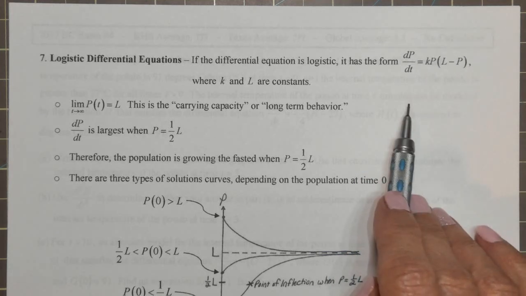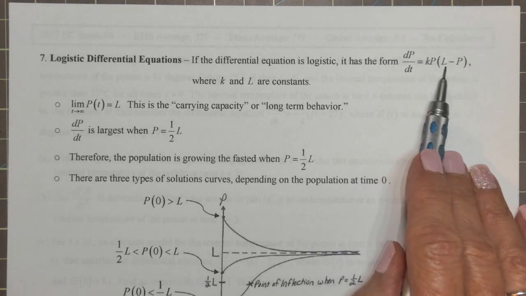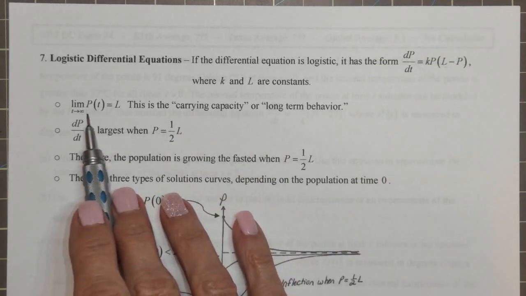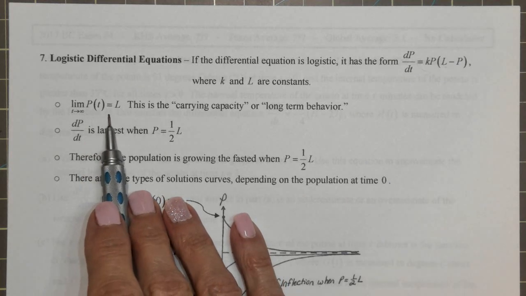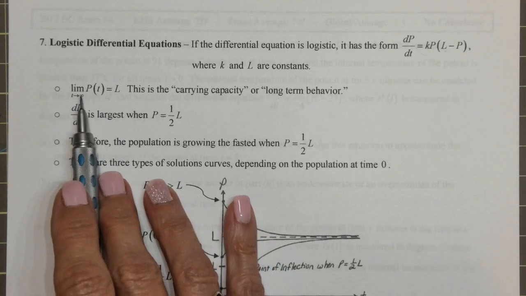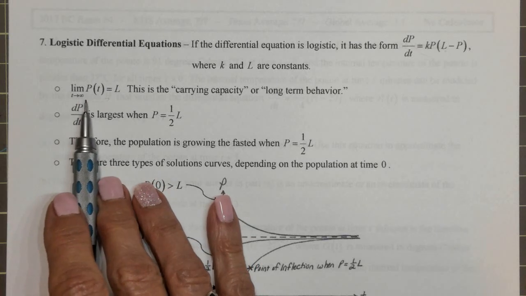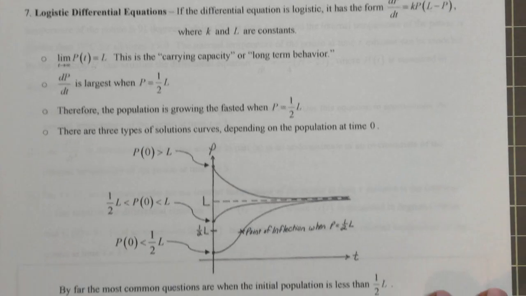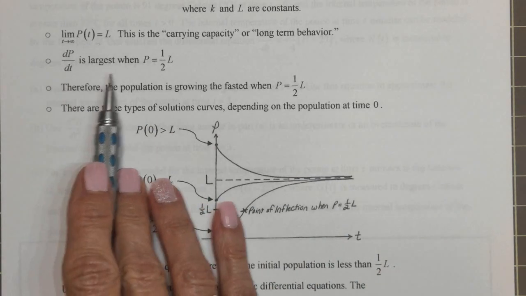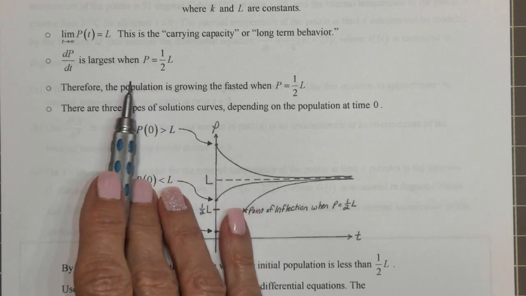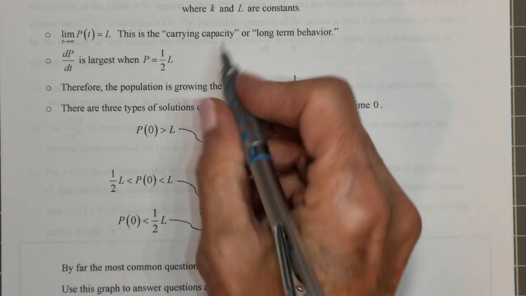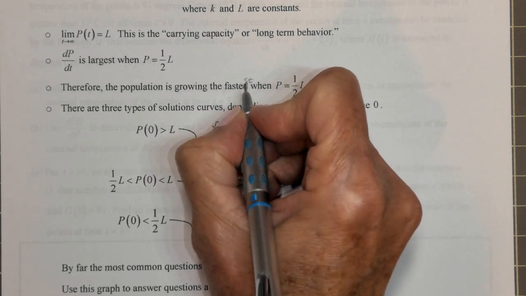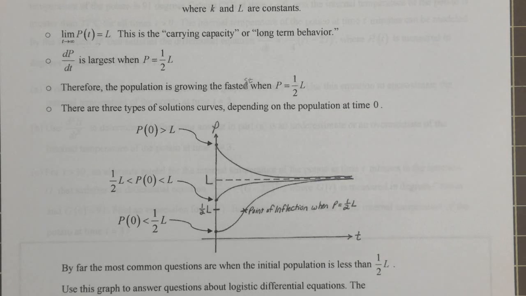Recognize it. That L value, when it's in this form, that L is the carrying capacity or long-term behavior. It's the limit as time goes to infinity of P, and that's L. dP/dt is largest when P is half of L. The population is growing the fastest. I'm going to fix this. That should be fastest when P is equal to 1/2 L.